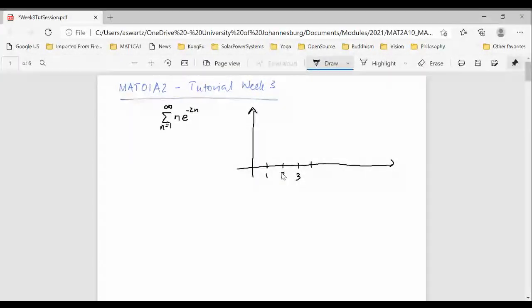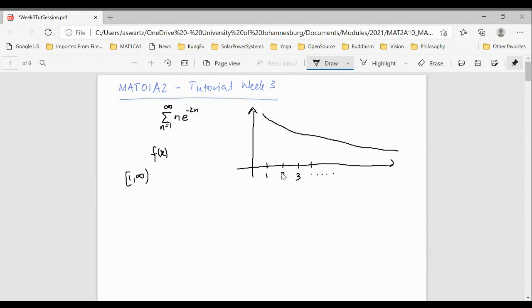So there is 2, 3, and so on. Right, now the integral test says we need to define a function f of x with the property that it's continuous and decreasing. It's continuous on the interval 1 to infinity, and it's decreasing.